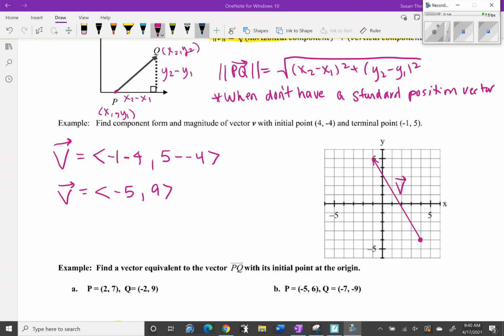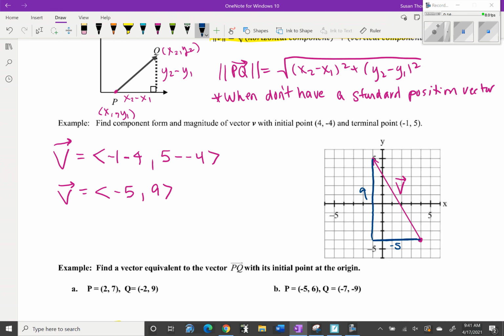So even on the graph, we could see this if we were to go the horizontal component. So this would be -1, 2, 3, 4, 5, because we're going left 5, and up the vertical. So this vertical component, notice if you were to count, is 9. So the component form again would be -5, 9.